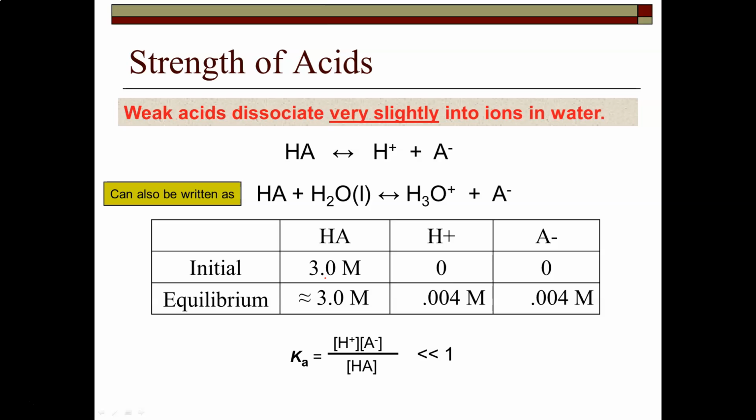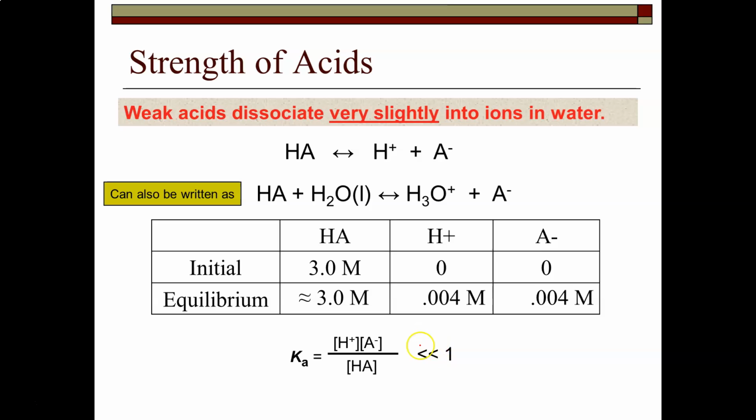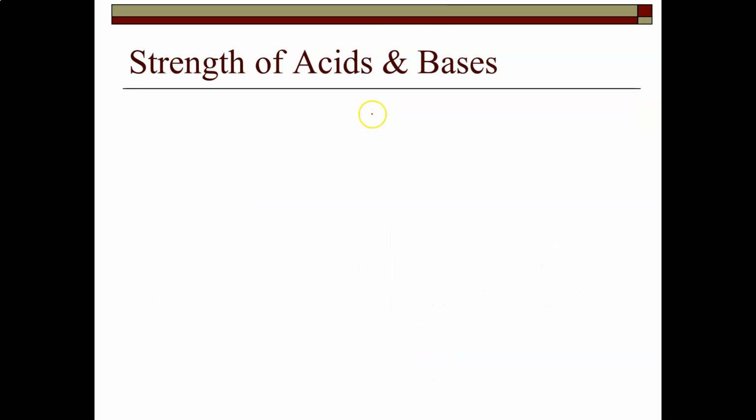All right? So that takes care of strong and weak acids, basically. It's the level of dissociation for the two of those. So in summary, if we go back here, the lower the Ka, the weaker the acid is going to be.